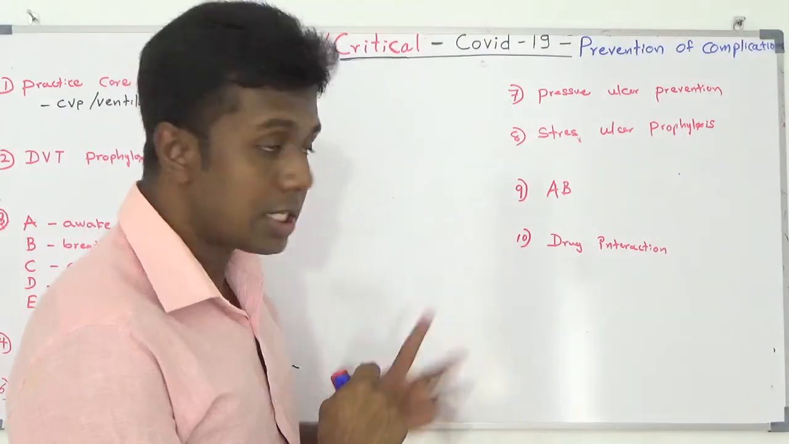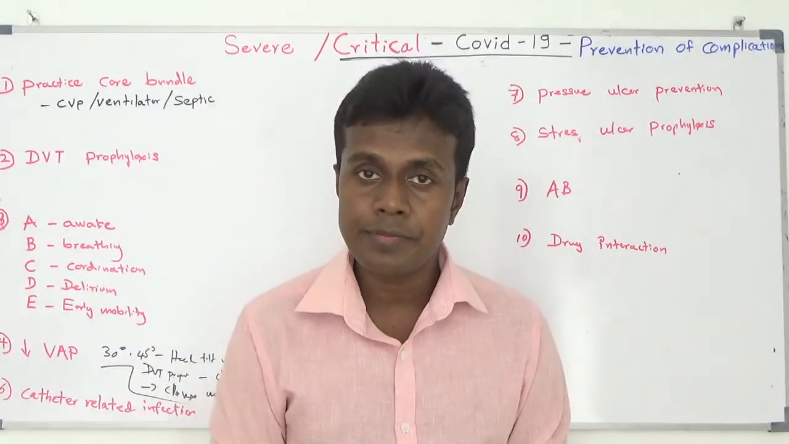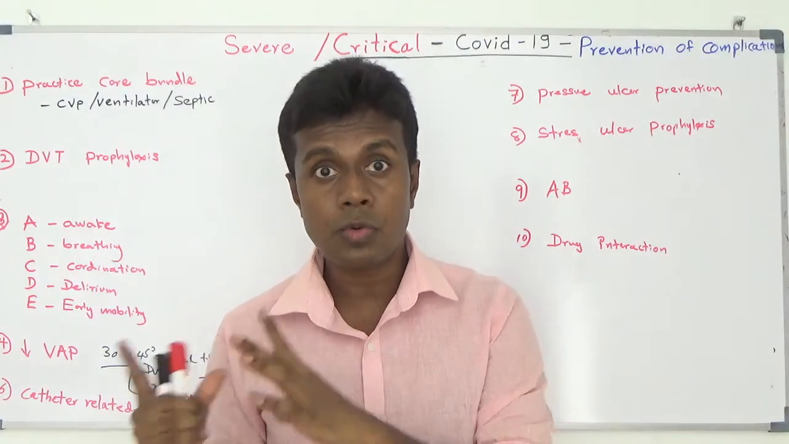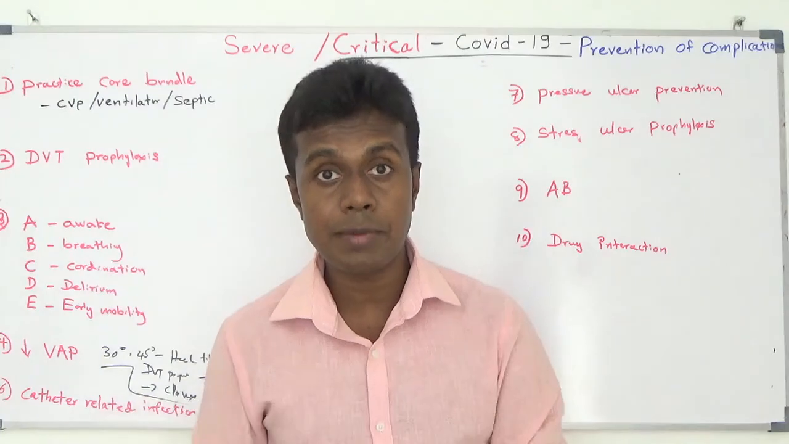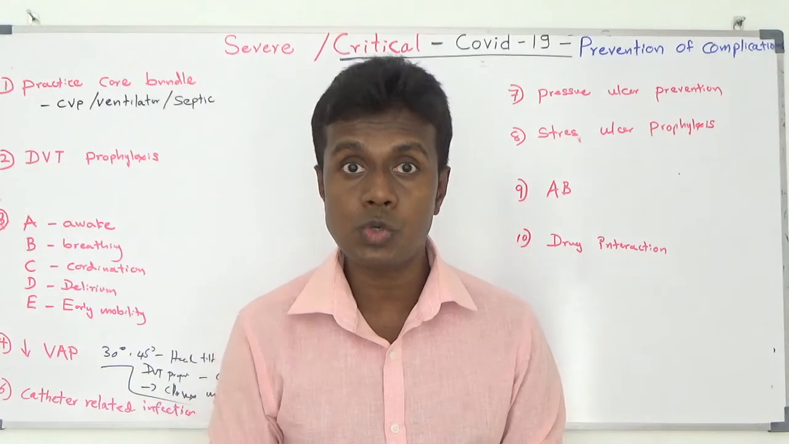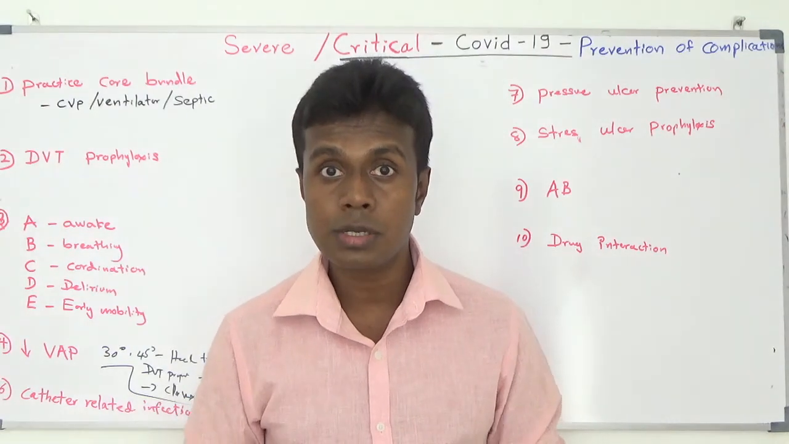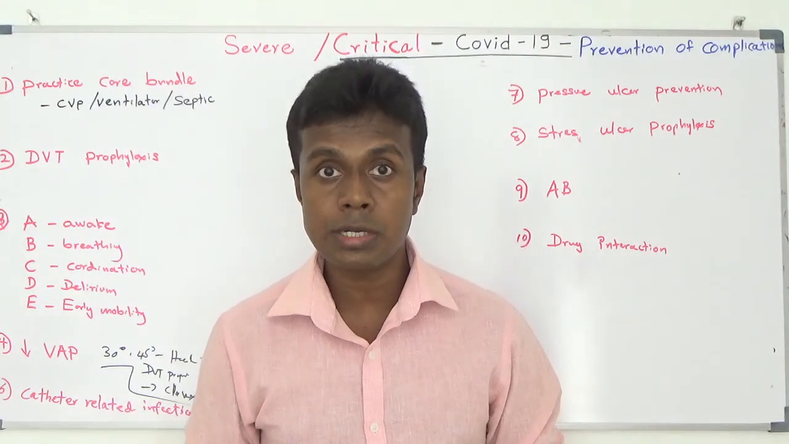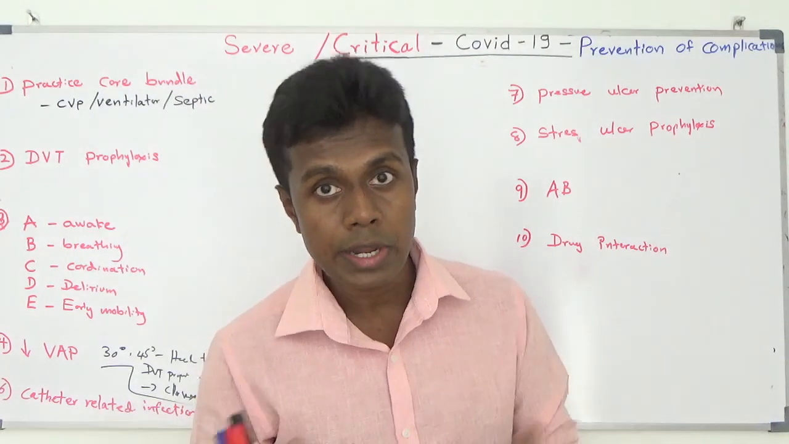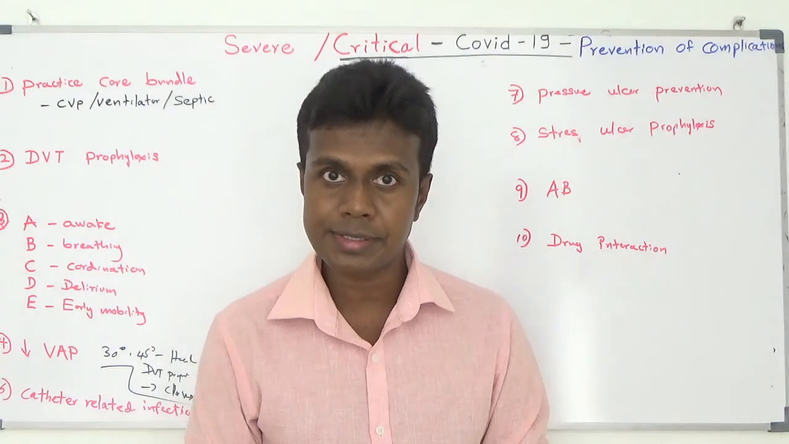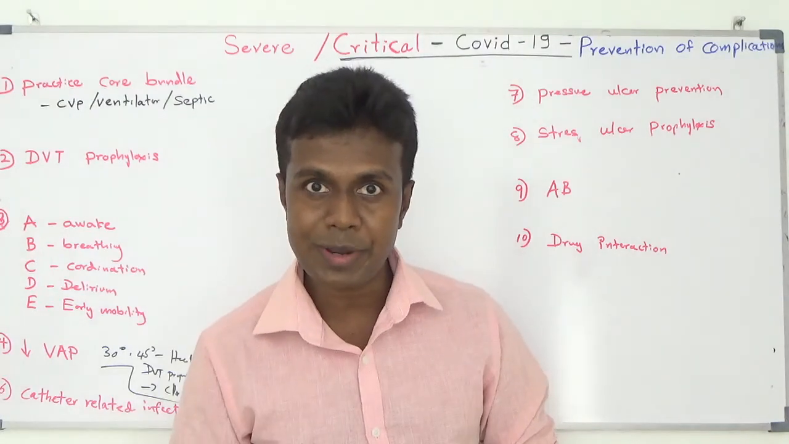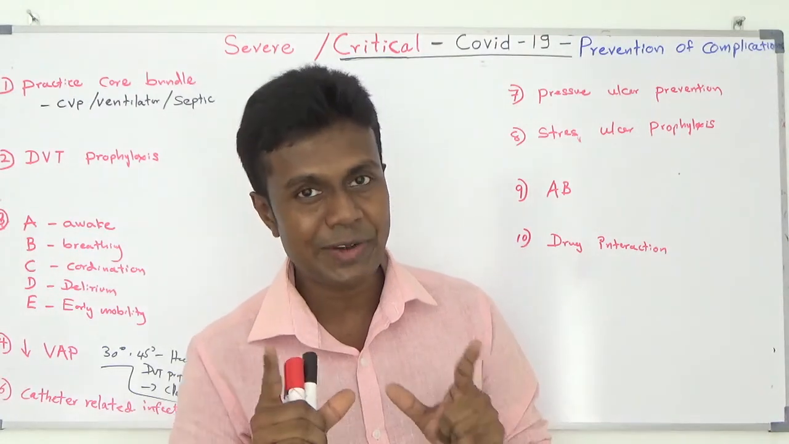The last one, check whether your patient has drug interactions or not. COVID-19 with severe and critical illness most of the time affects elderly people. They usually have polypharmacy, lots of antihypertensive drugs, anti-ischemic agents, blood thinning agents, aspirin, clopidogrel. Check whether there are drug interactions with your drugs. That is all regarding the prevention of complications in patients with critical and severe infection. Thank you very much.